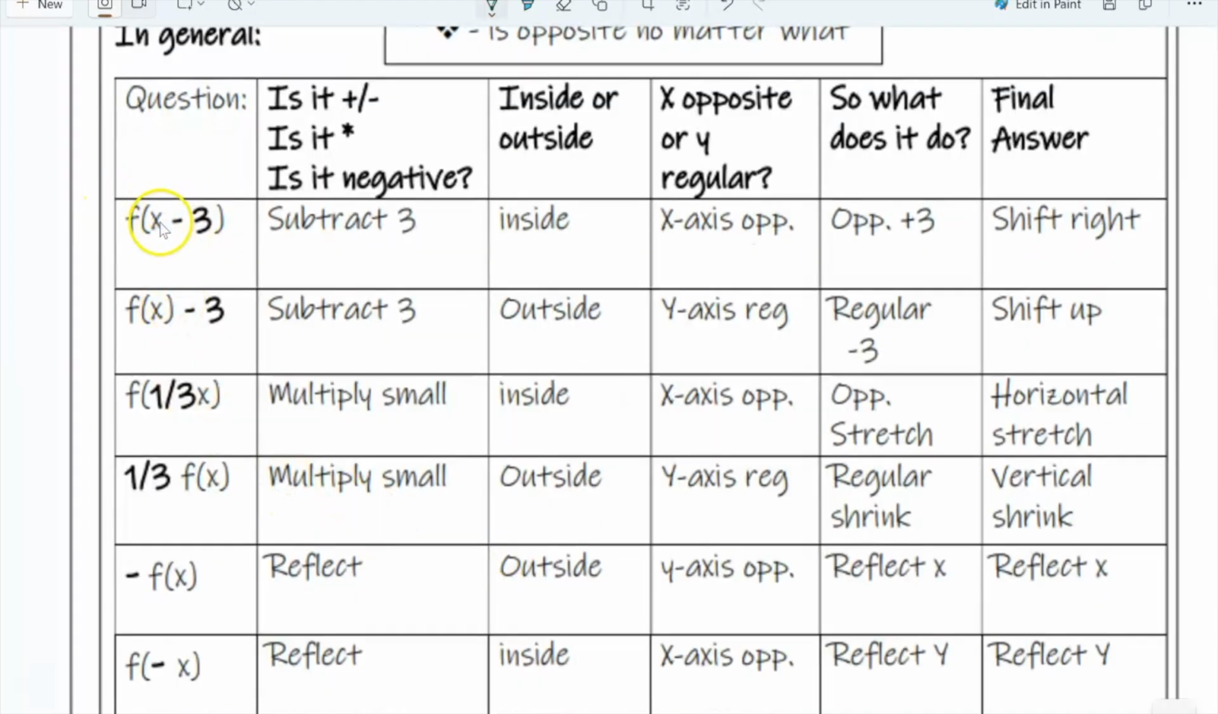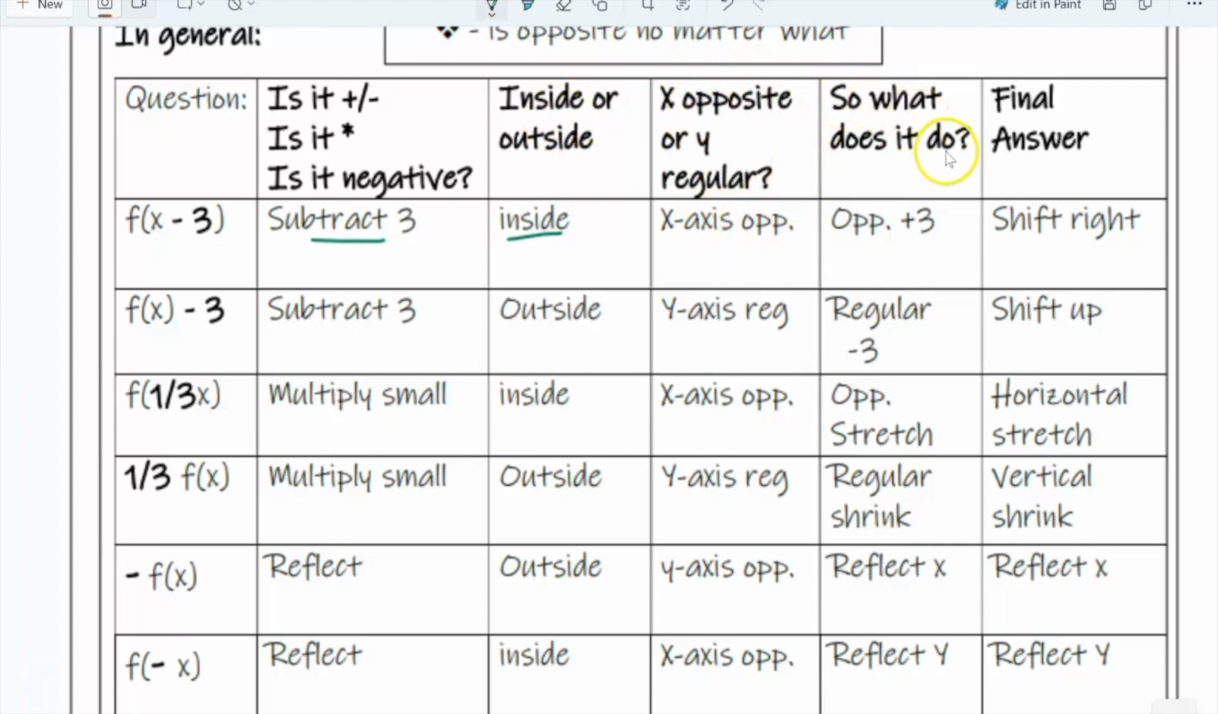Okay, so here's a question. Here are my parentheses. Am I inside or outside? I'm inside, right? So I'm going to choose inside. All right. What is minus 3 doing? It is addition or subtraction. Is it multiplication or is it a negative? Well, it is adding or subtracting 3. So this is subtract 3. Okay. So if I'm subtracting 3 and I'm inside, remember your x-axis, is it x opposite or y regular? Because I just said I'm inside, it's x opposite, which is right there.